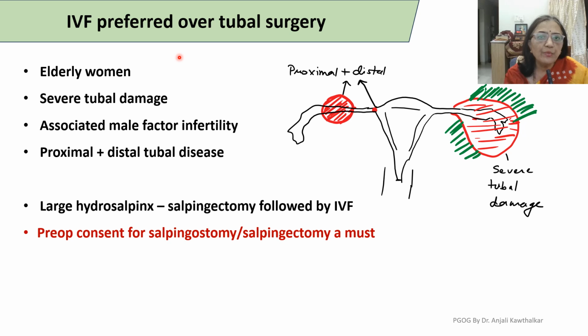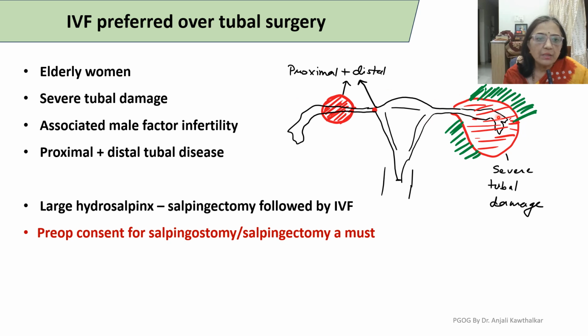Now, IVF is preferred over tubal surgery for distal tubal damage whenever the woman is elderly. If there is severe tubal damage, a very large hydrosalpinx, or dense adhesions, or if associated male factor infertility is present, these will favor the decision for IVF over tubal surgery. And if there is both proximal and distal tubal disease, though the hydrosalpinx is smaller, but there is also proximal tubal disease in the form of a cornual block, an anatomical block, these are the cases where IVF is preferred over tubal surgery.